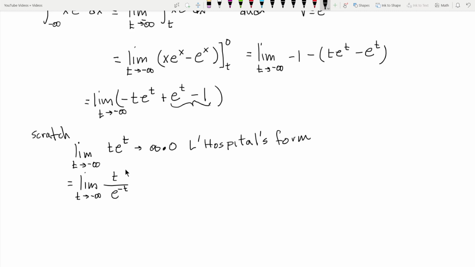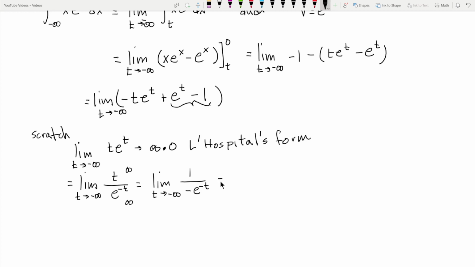So now this is infinity on the top and infinity on the bottom, which is still technically a L'Hopital's form, but it's one I can deal with, right? We deal with that by taking the derivative on the top and the derivative on the bottom. So t goes to negative infinity. The derivative of t is 1. The derivative of e to the negative t is negative e to the negative t.